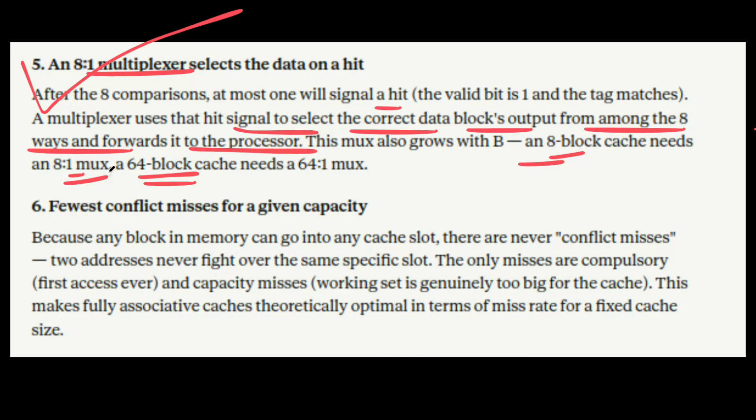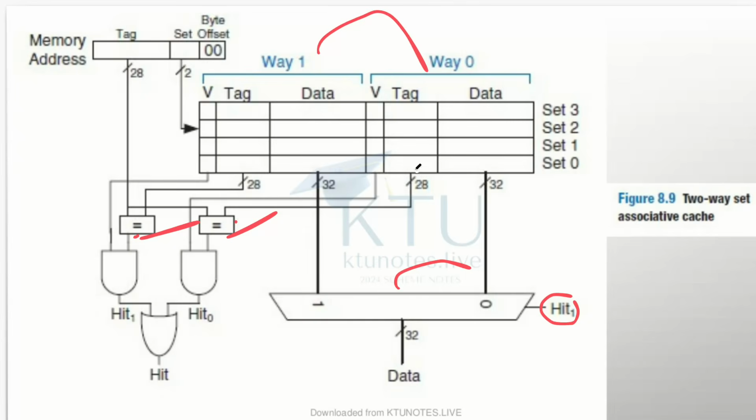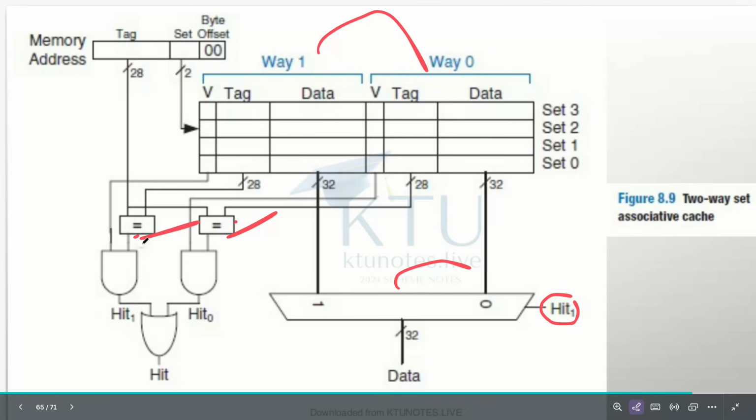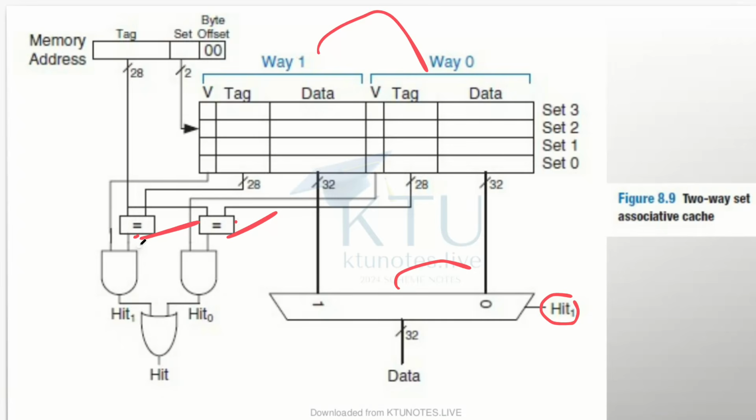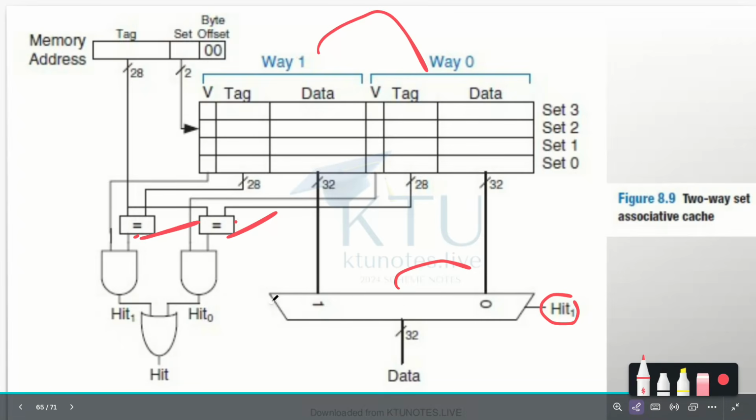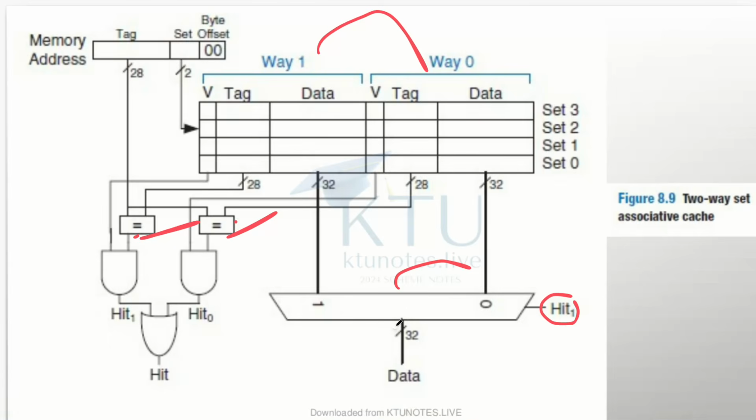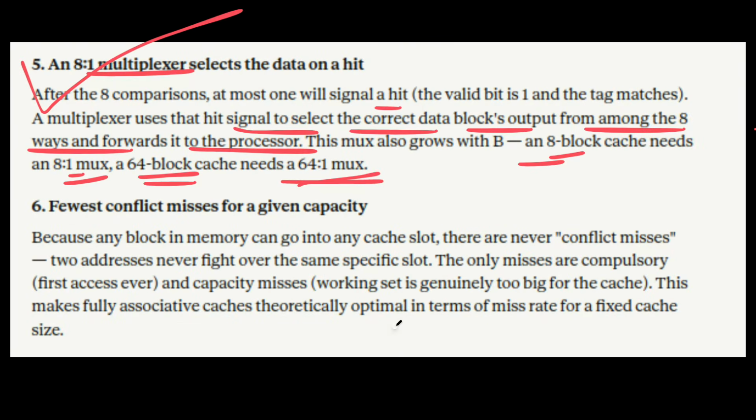If there are 64 blocks, let us say, then we have to use 64:1 multiplexers, right? And similarly, for 2 ways there are 2 comparators, so if there are 8 ways, there would be 8 comparators in this diagram. That is why we are not drawing this diagram, because it would be very complicated and large. And the multiplexer would be 8:1 to decide the data. That is the thing that you have to understand.